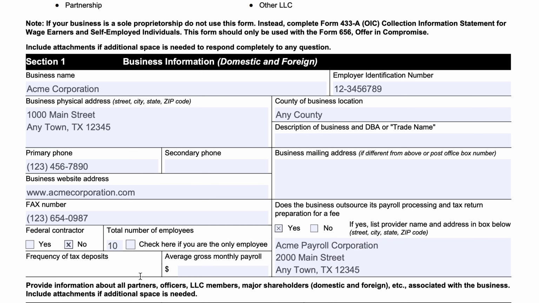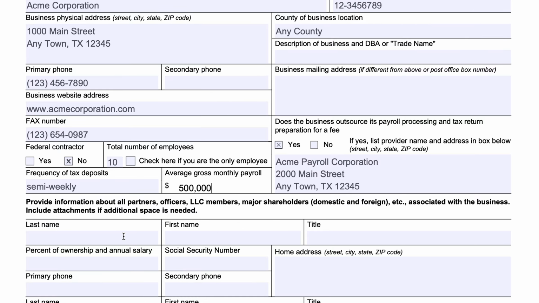And so, frequency of tax deposits: let's just say that they're a semi-weekly tax depositor and their average monthly gross payroll is $500,000. So now we would enter all the information. So let's say Doe.